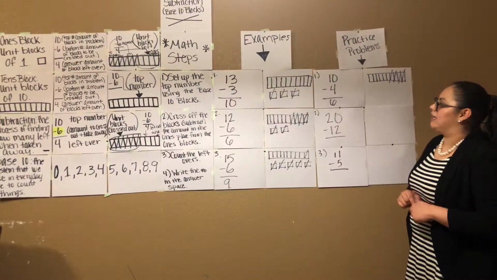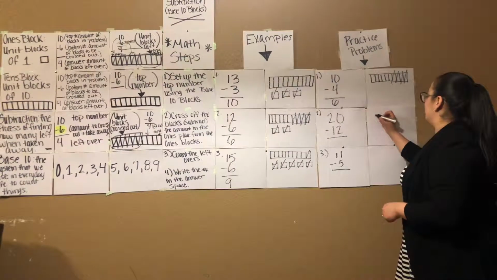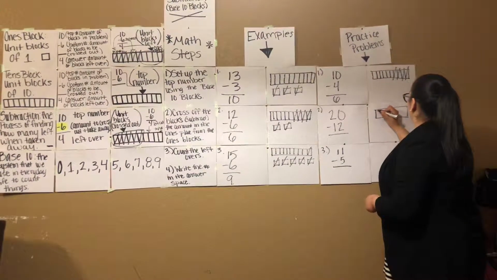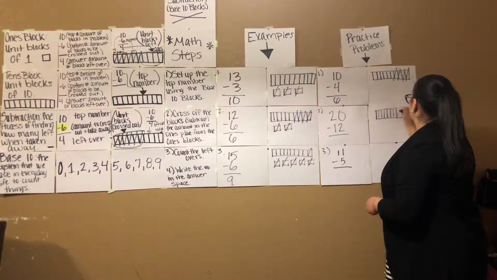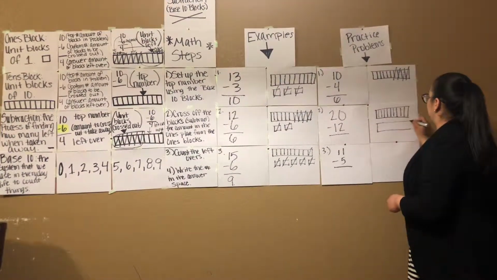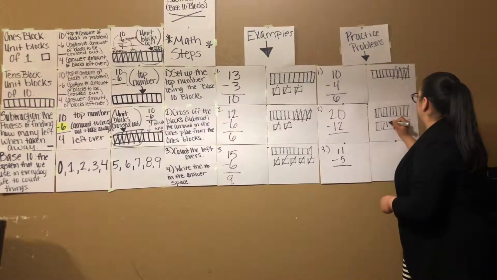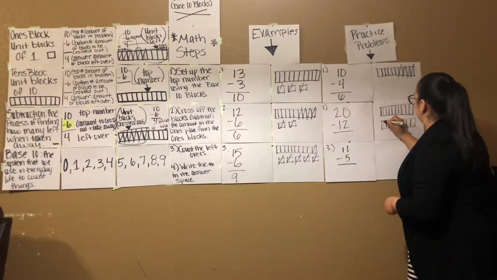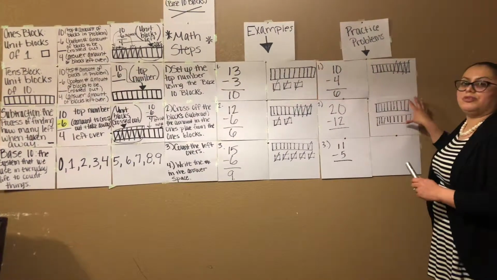So first we're going to set up the top number using the base 10 blocks, and we're going to set up 20. So we're going to actually use 2 tens blocks. Okay, so we have our total number, which is the top number, 20.